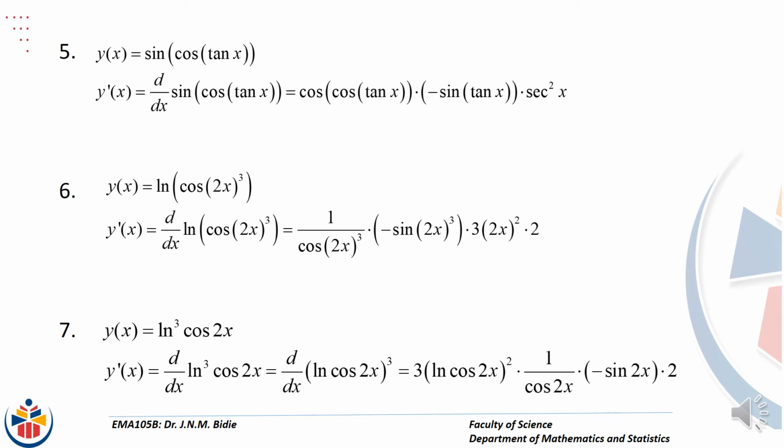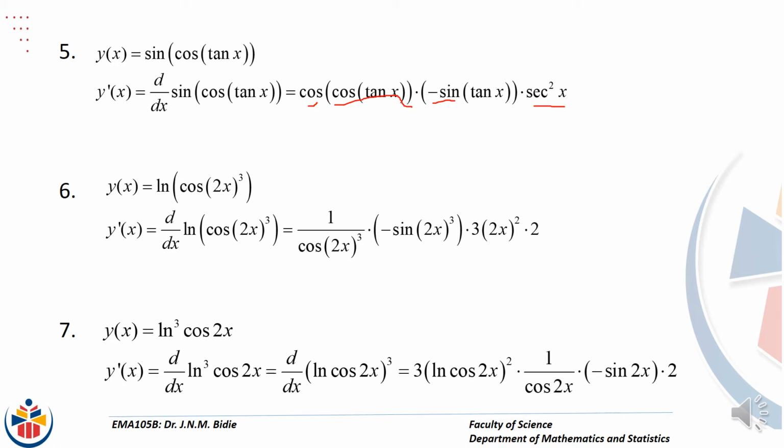We've got number 5, y equal to sine of cos of tan x. The derivative of sine is cos. That's where we start. Taking down the argument of sine as it is, multiplied by, we're going inside. The derivative of cos is negative sine, and the argument of that cos is tan x, so we write tan x, and then the derivative of tan x, which is sec squared x. Note that we need to recognize the argument of each term we're differentiating.